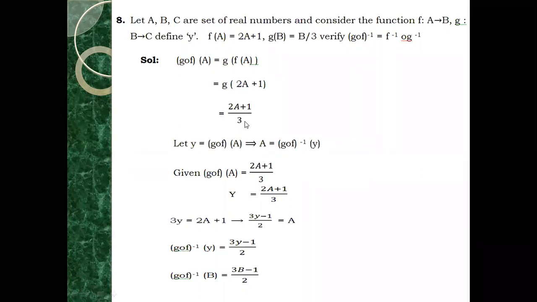Let y be equal to (g∘f)(a), then a is equal to (g∘f)⁻¹(y). Here, given the function g∘f, that's why we take y equal to (g∘f)(a), and from that, a is equal to (g∘f)⁻¹(y). We derived that (g∘f)(a) is equal to (2a + 1)/3.